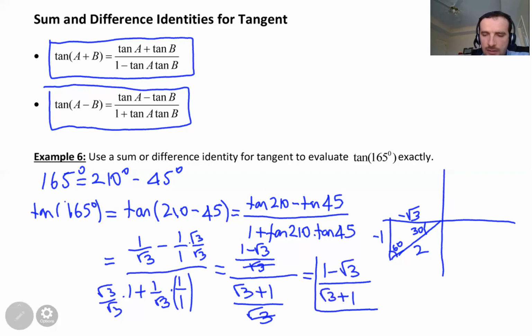So tangent 165 is 1 minus root 3 over root 3 plus 1. And as you see here, this is a negative value, right? Because 1 minus root 3 is negative. The bottom part is positive, so this is a negative number. And it's as expected because 165 is in the second quadrant, and in the second quadrant tangent is negative, right?